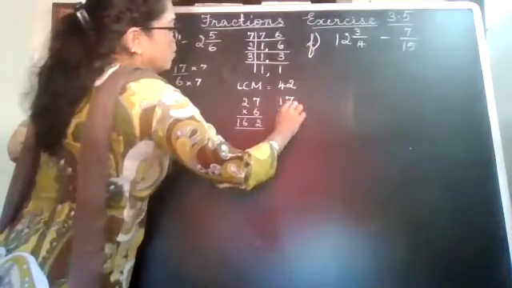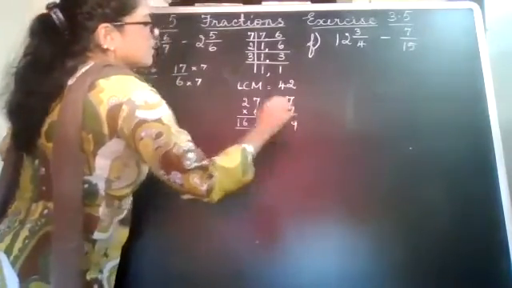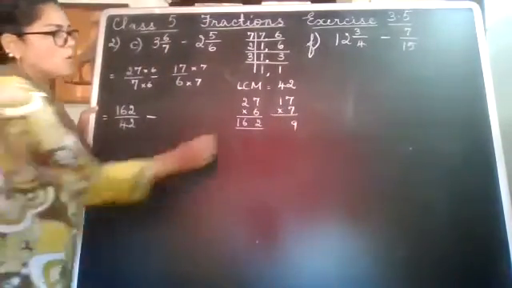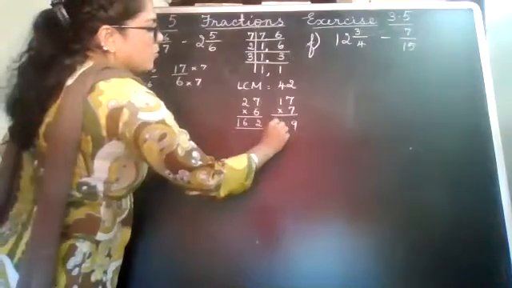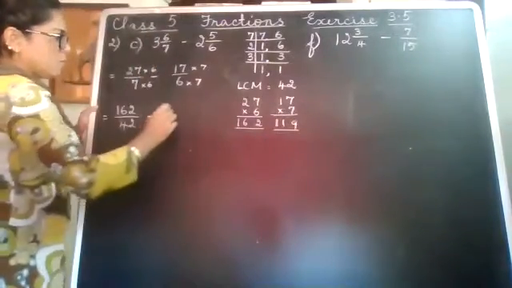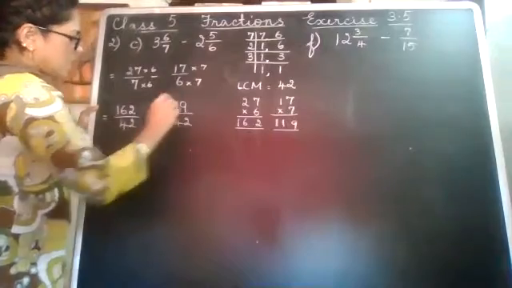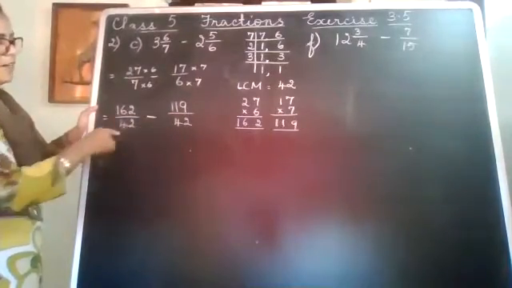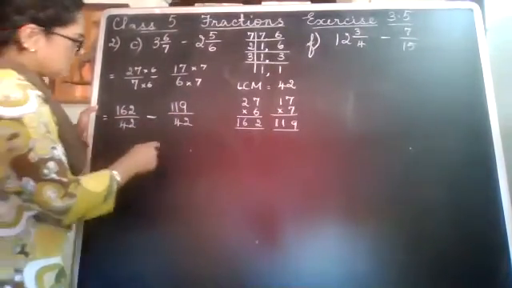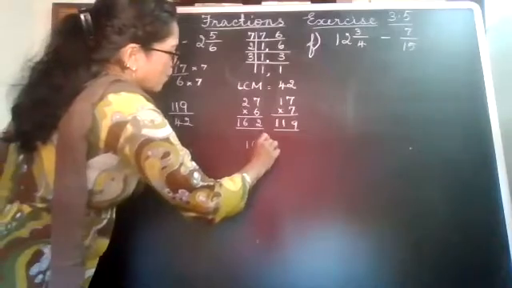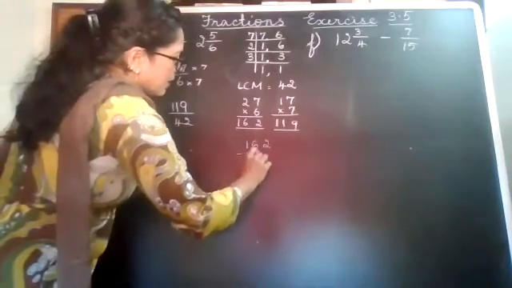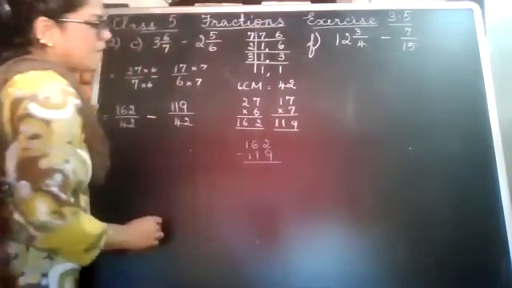7 6s are 42 minus 17 7s are. Again, go to the work column and multiply. 7 7s are 49, carry 4. 7 1s are 7 plus 4 is 11. So that is 119 upon 42. Now they are like fractions.